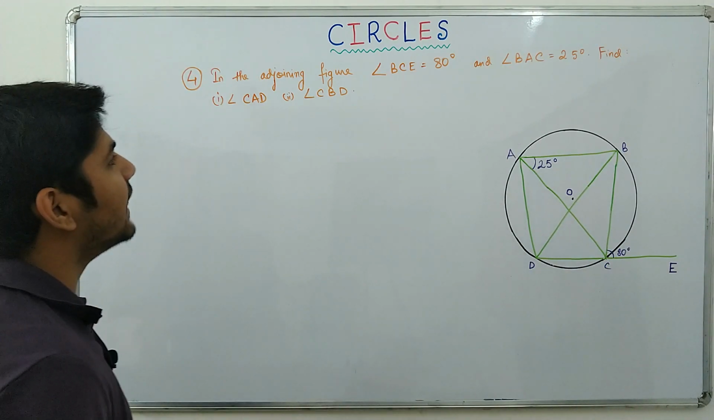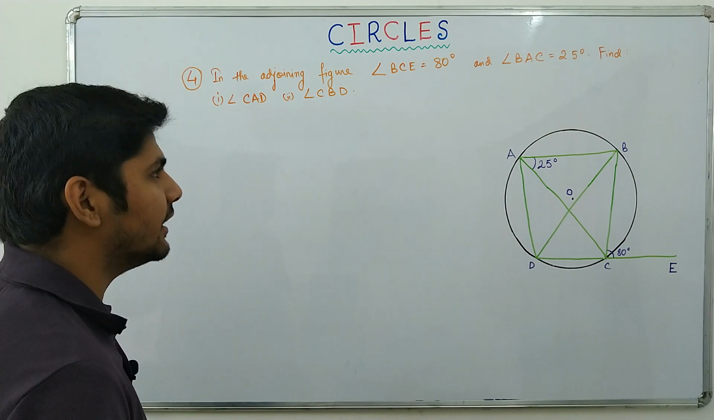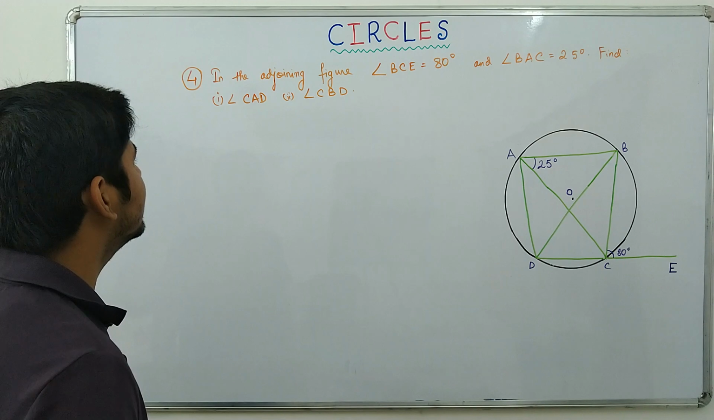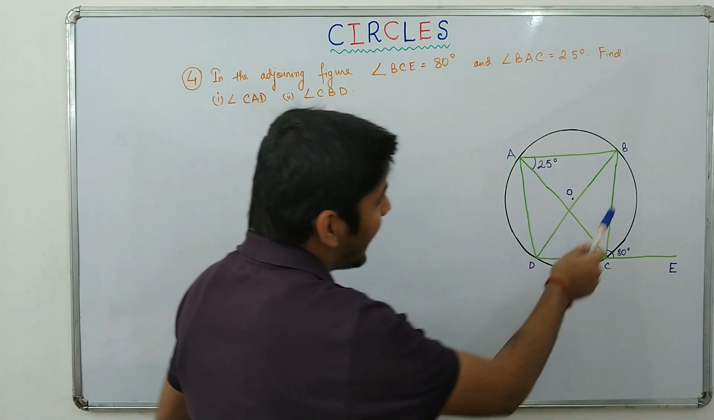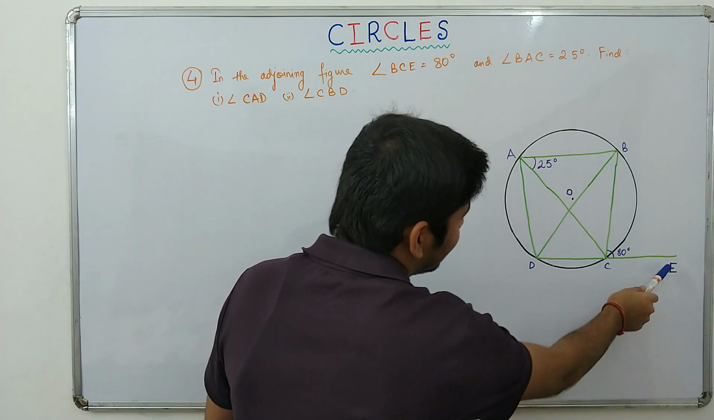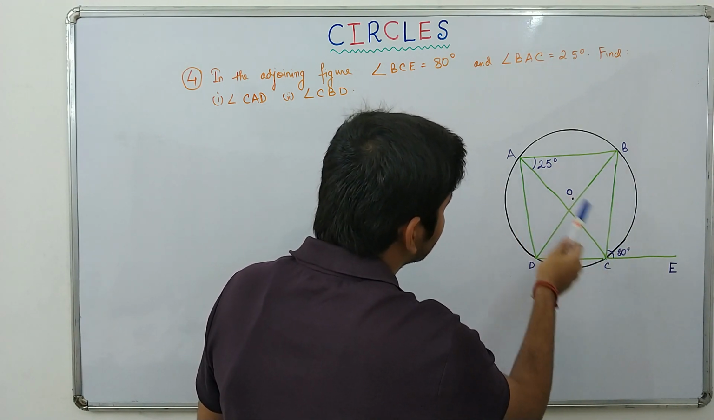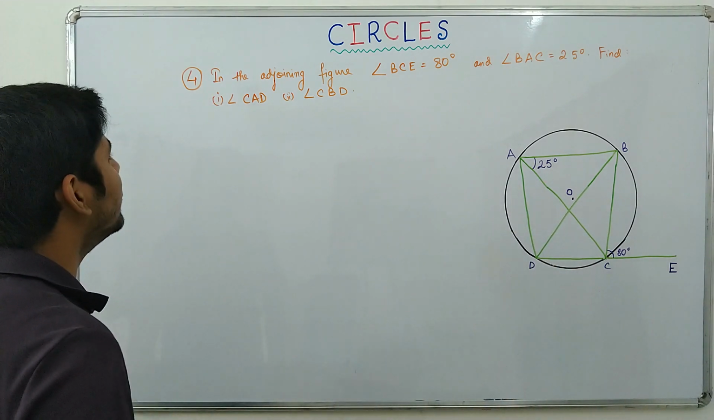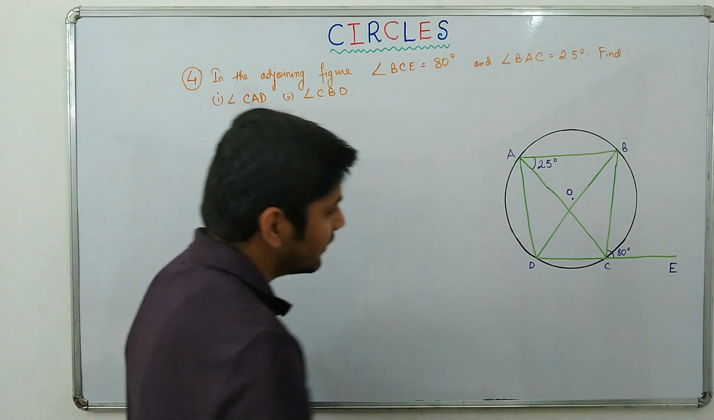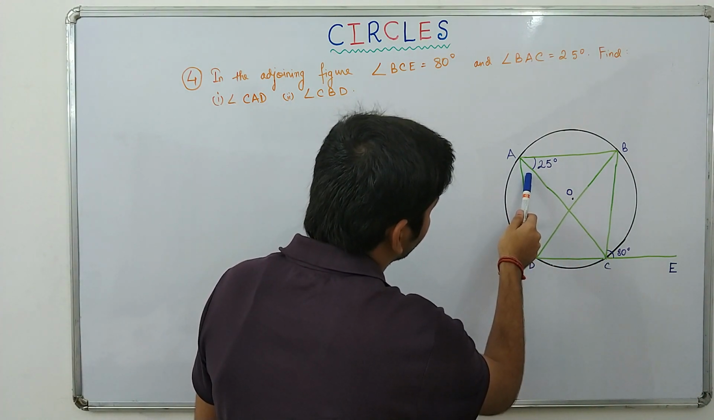In the adjoining figure, angle BCE is equal to 80 degree and angle BAC is equal to 25 degree. We have to find number 1 angle CAD and number 2 angle CBD. This is the given figure. Angle BCE is given 80 degree and angle BAC is given 25 degree. So let's begin. First of all we have to calculate angle CAD. What's that? Angle CAD. So this angle over here.